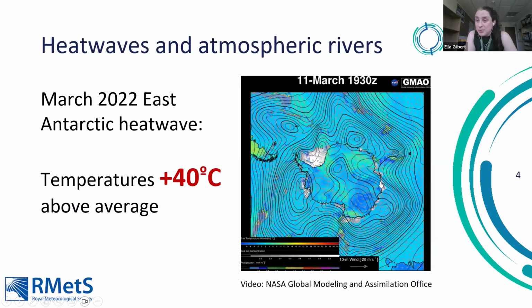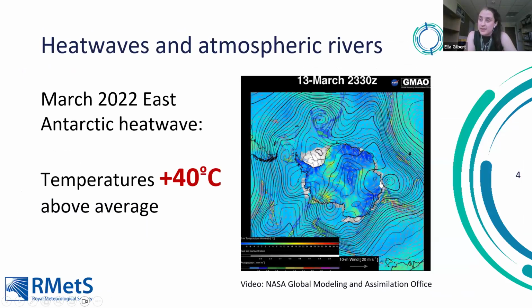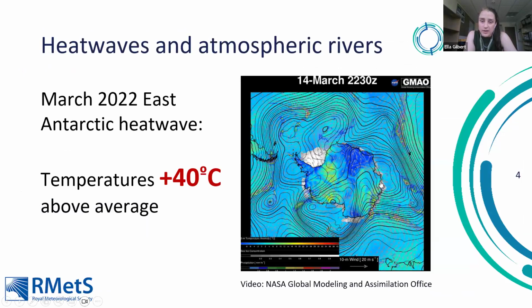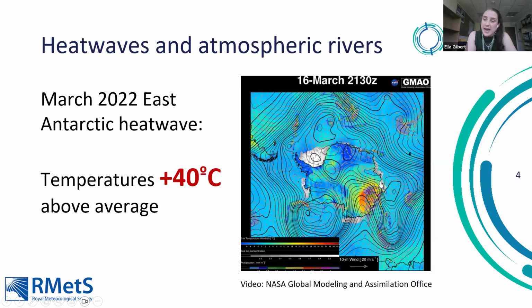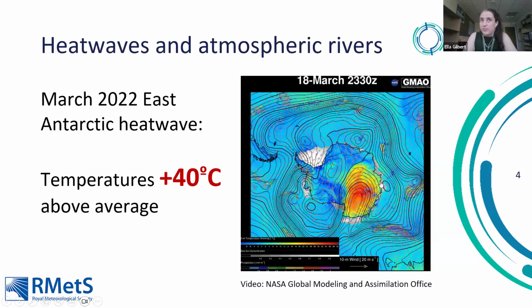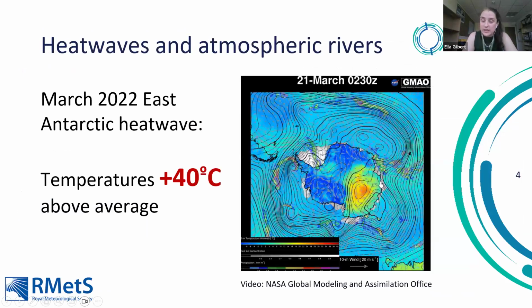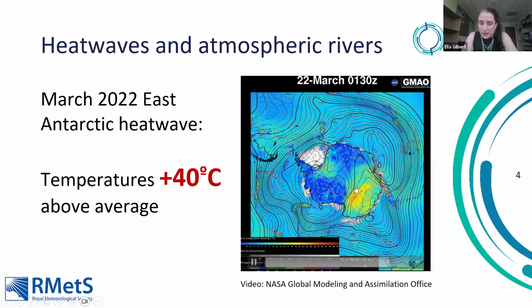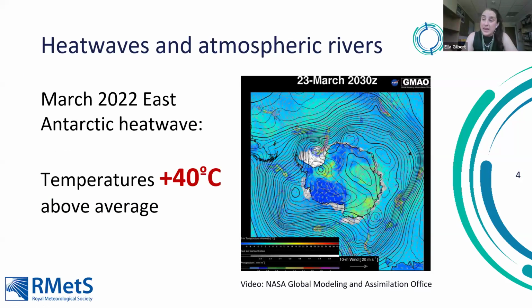One specific example is this one from 2022, which hit the east of Antarctica in March. And it was basically associated with an atmospheric river, these long filament-shaped features in the atmosphere that deliver huge amounts of heat and moisture. And you can see in this animation, with the red colors, the amount of heat that was delivered.